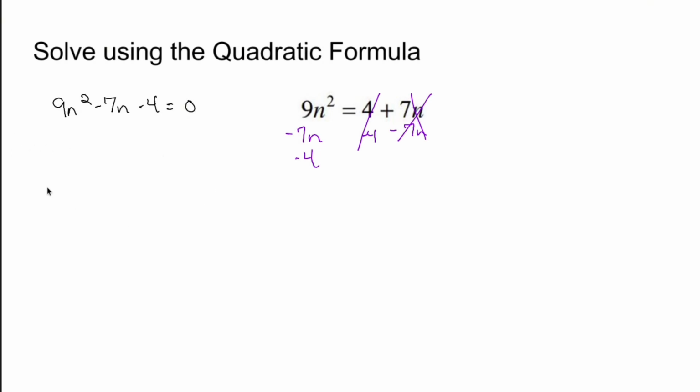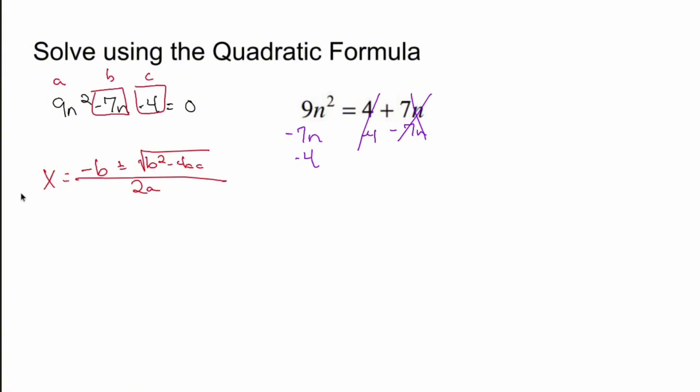Okay, now the quadratic formula is x equals negative b plus or minus the square root of b squared minus 4ac, all over 2a, like that. 9 would be my a, negative 7 would be my b, and negative 4 would be my c. Okay, and then you just plug and chug. x equals negative 7 plus or minus the square root of 7 squared minus 4 times 9 times negative 4, all over 2 times 9.